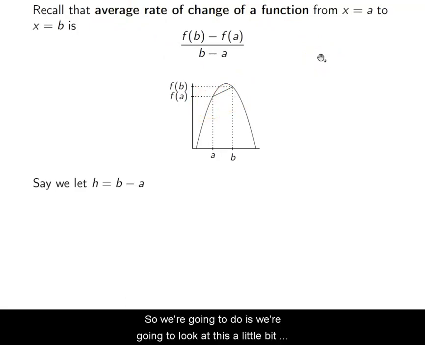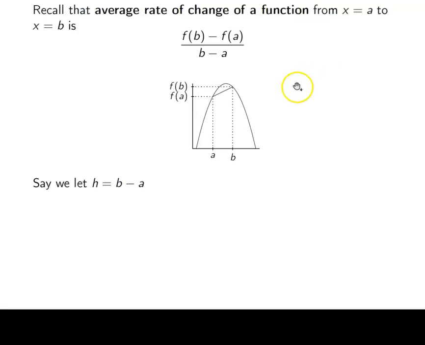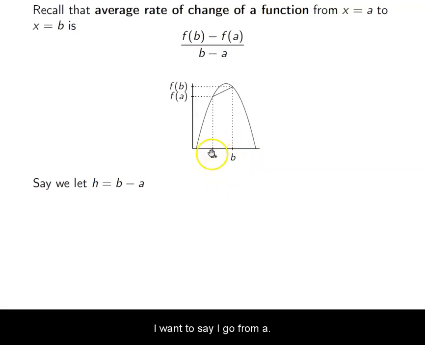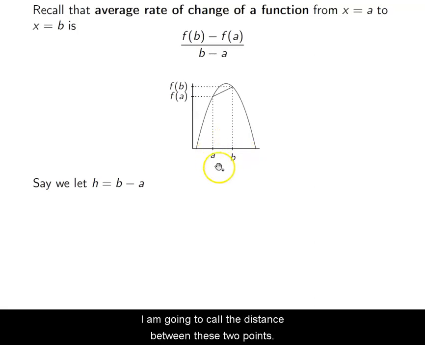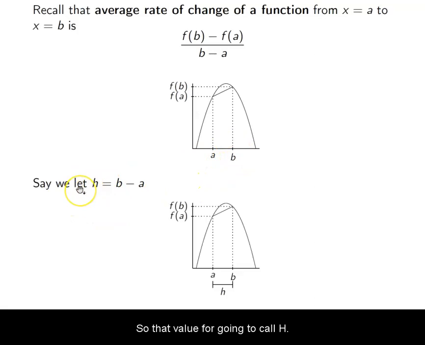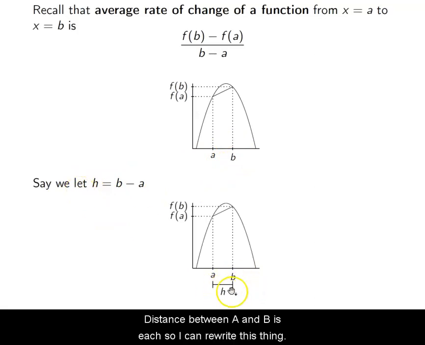So what we're going to do is we're going to look at this a little bit differently than normal, okay? Instead of saying I'm going from A to B, I want to say I go from A to a little bit more than A, right? And I'm going to call the distance between these 2 points h. So instead of going from A to B, I'm going to go from A to A plus some value. Right? So that value we're going to call h. So the distance between A and B is h.